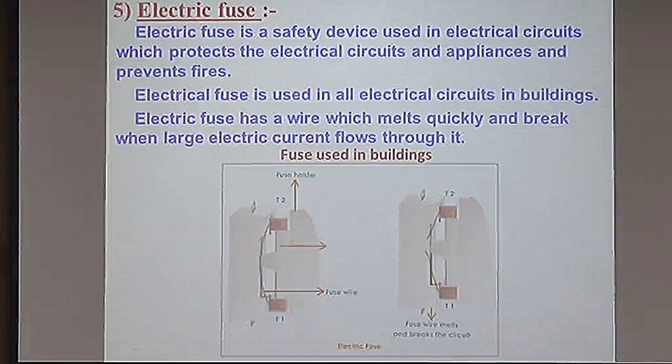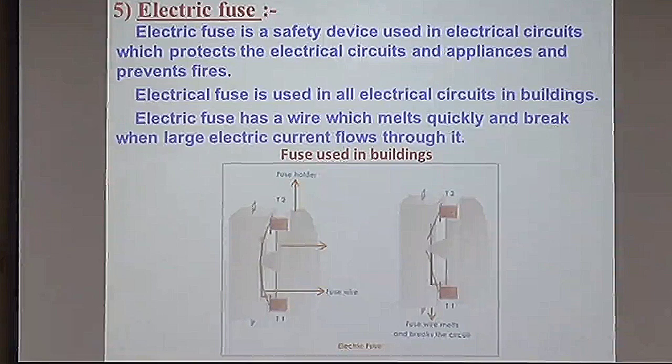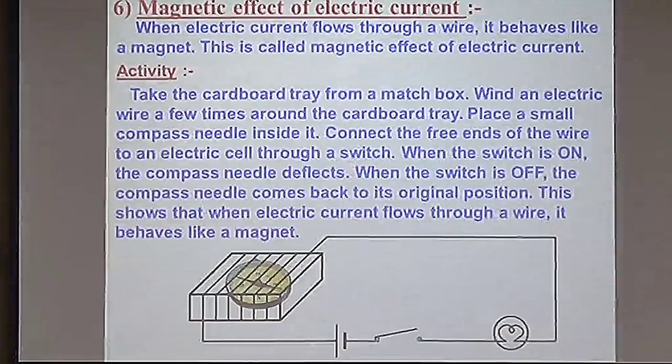The electric fuse which we use has a copper wire. For example, if the electric fuse has a rating of 5 ampere and 6 ampere of current passes through it, the electric fuse breaks down. And what happens when it breaks down? It saves the appliances. Moving on, the next effect is the magnetic effect of electric current.